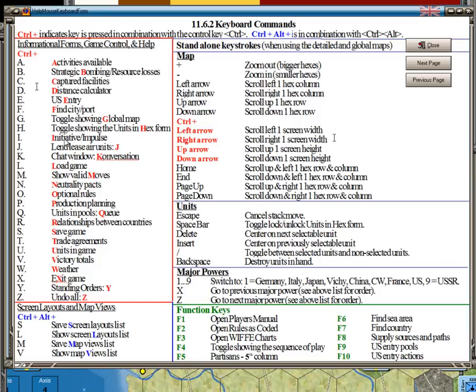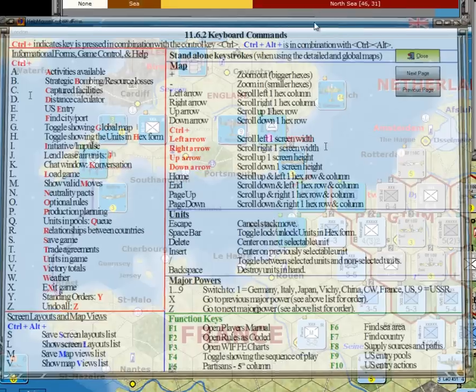So if you do a Control-I, you get to see the initiative impulse. If you do a Control-O, you'll see the optional rules. If you do a Control-V, you'll be able to see the victory totals. So these are all the shortcut keyboard commands.